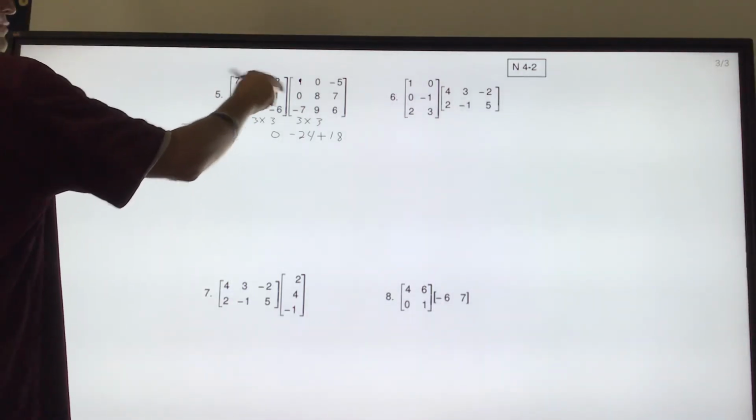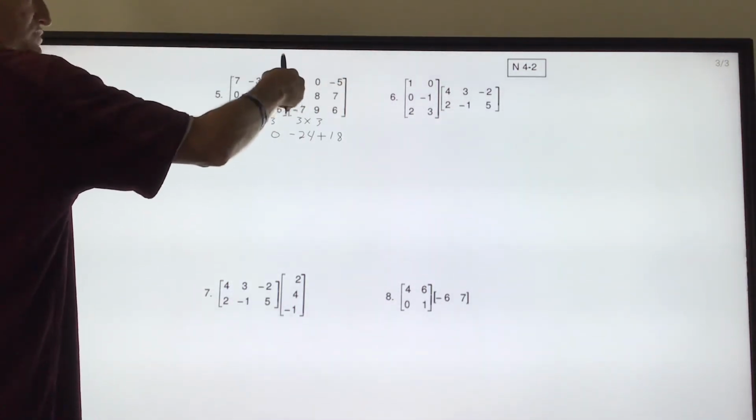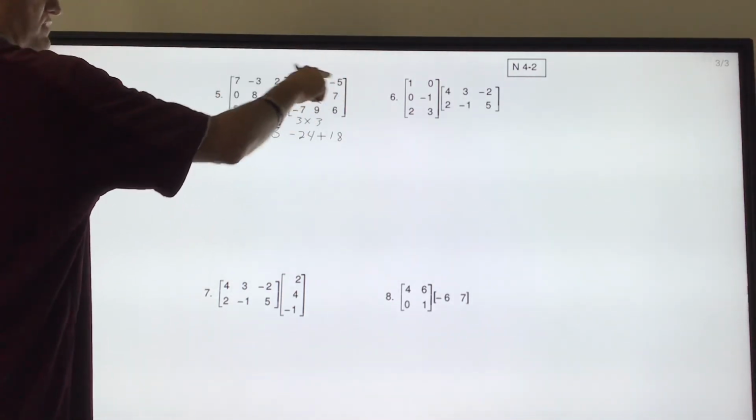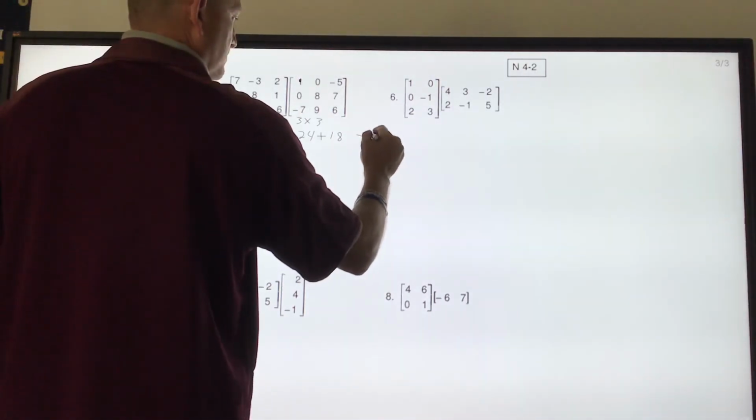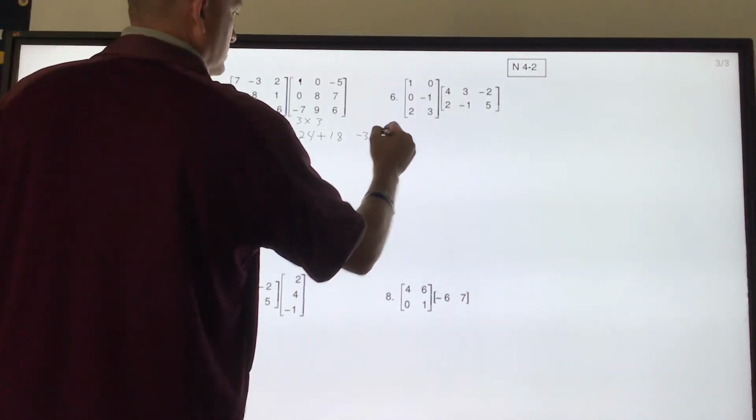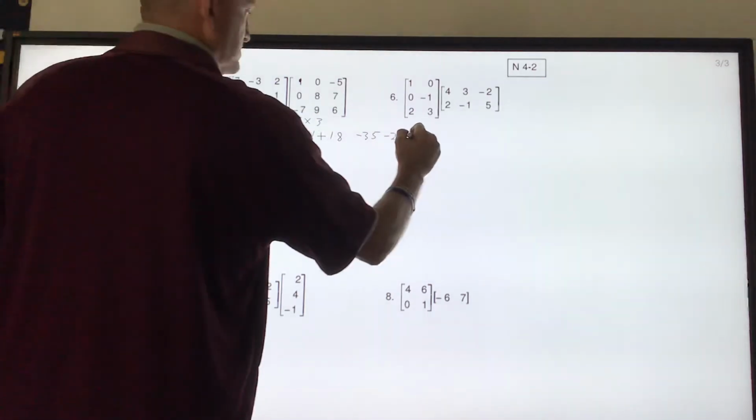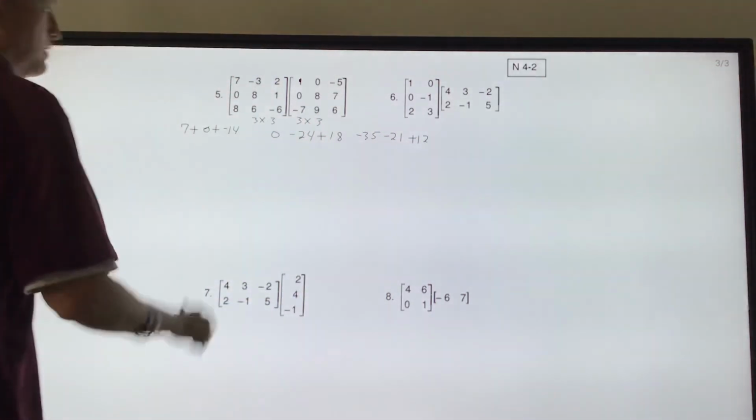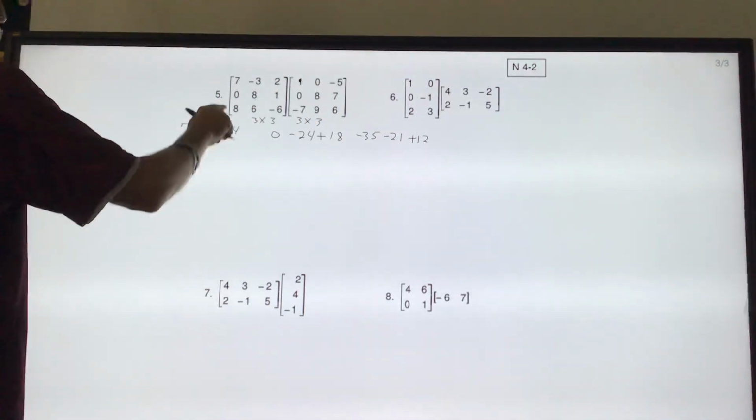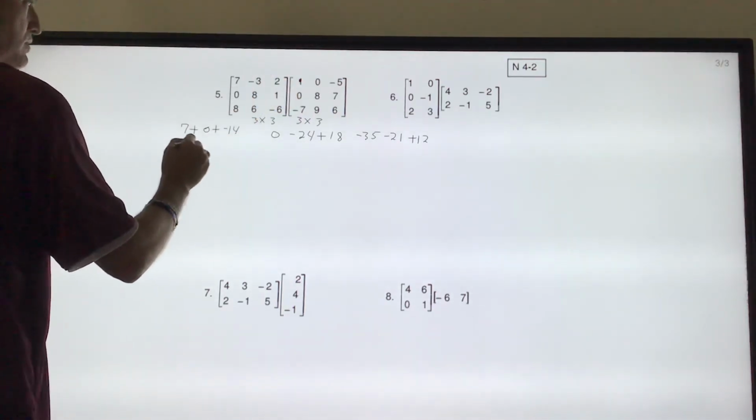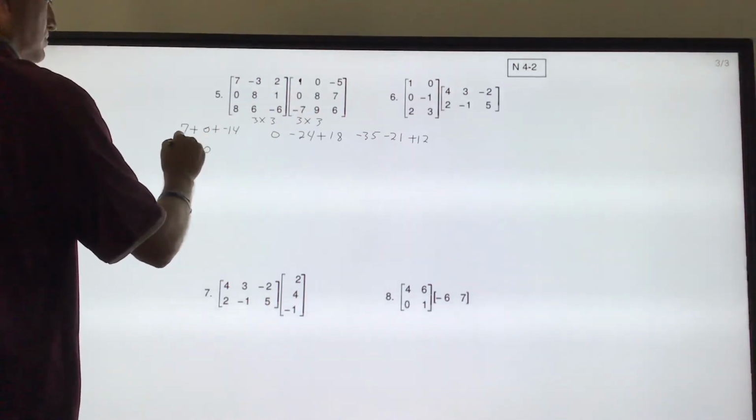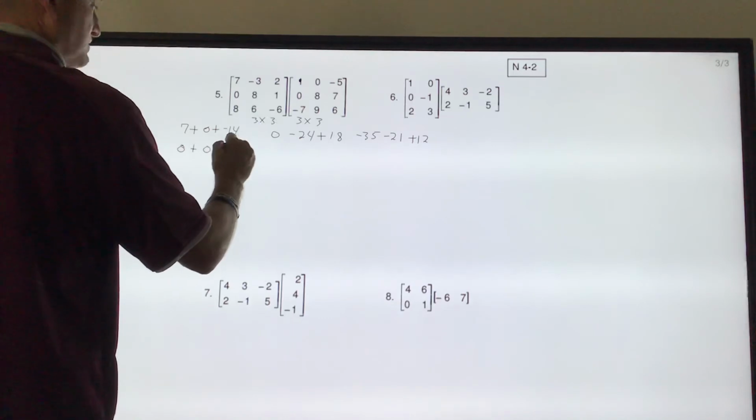Then I take this top row, match them up with the final row. So I did them with the first one, got this. Did them with the second one, got this. I'm going to do them with the third one. So 7 times negative 5 is negative 35. Negative 3 times 7 is negative 21. And then 2 times 6 is 12. Now I did the first row with each of these. Now I got to do the middle row with each of these. So 0 times 1, 0. 8 times 0 is 0. And then 1 times negative 7 is negative 7.